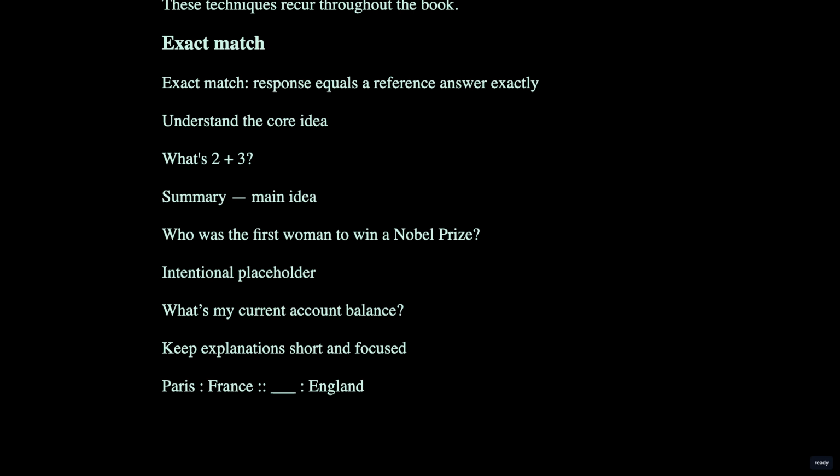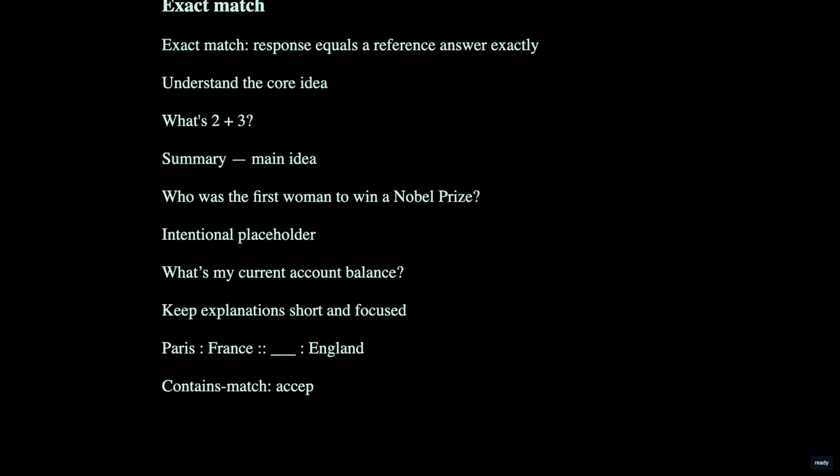Because Paris is France's capital, the corresponding city is London, the capital of England. One tolerant matching rule treats any output that contains the reference response as a match. For example, if the question is, what's 2 plus 3, and the reference is 5, then the answer is 5, or 2 plus 3 is 5. Both count as matches despite different formatting.